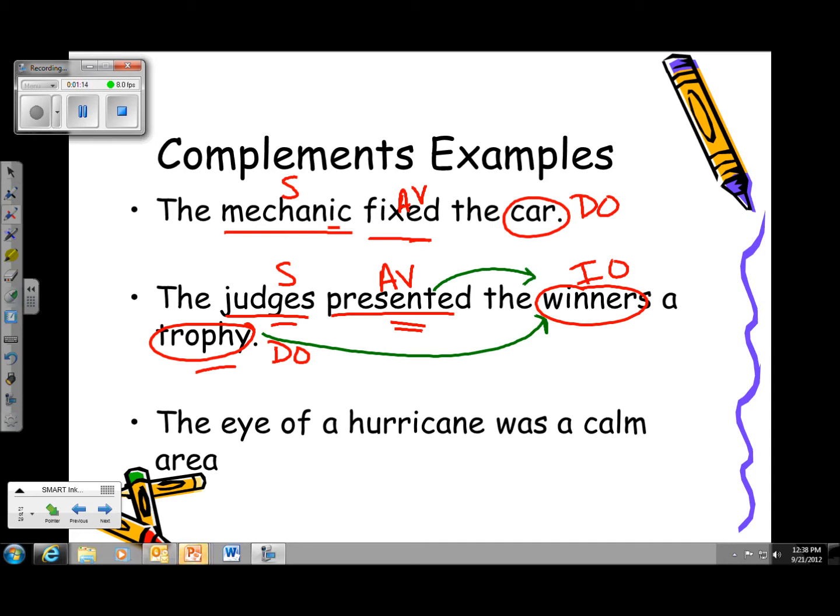For our third example, our subject is I. It can't be hurricane because that's in a prepositional phrase. Our verb is was. Was is a linking verb. So now I know I need to look at predicate adjectives or predicate nominatives. What's the one word that finishes the sentence? I was what? I was an area. Now ask yourself, is area a noun or an adjective? It's a noun, so I have a predicate nominative.